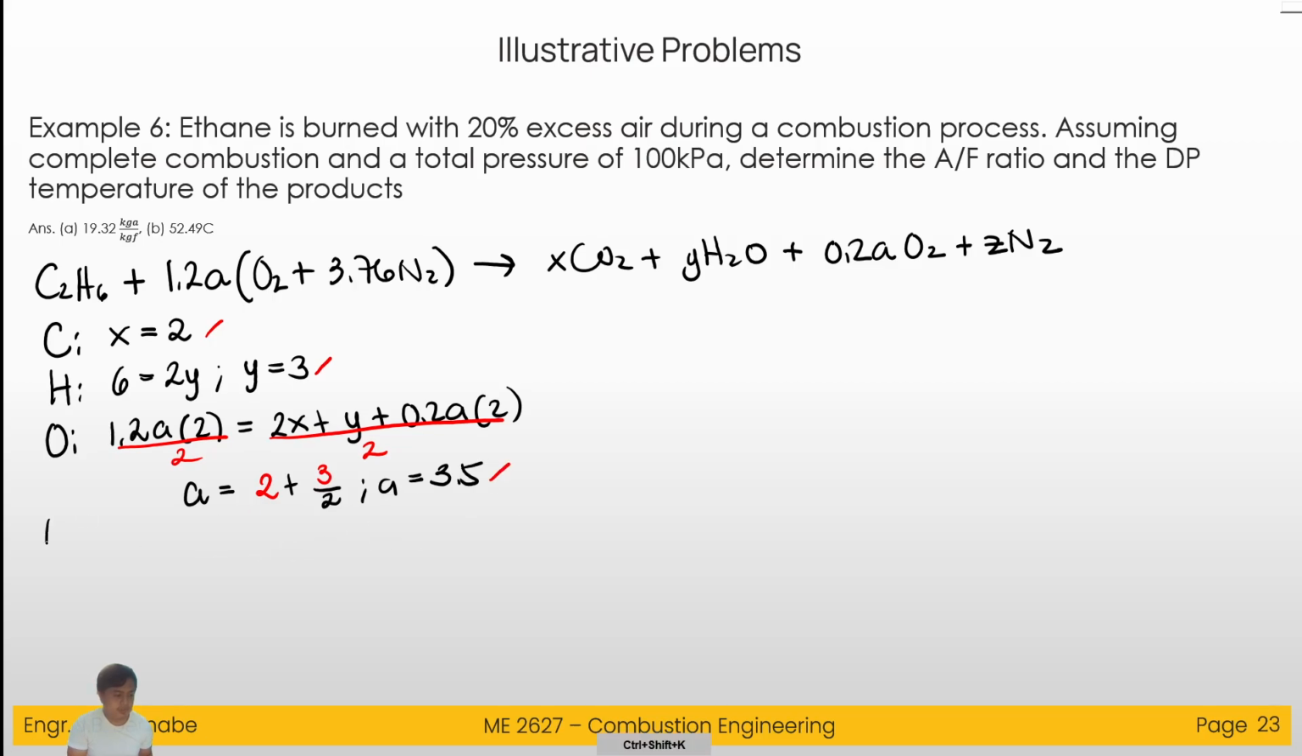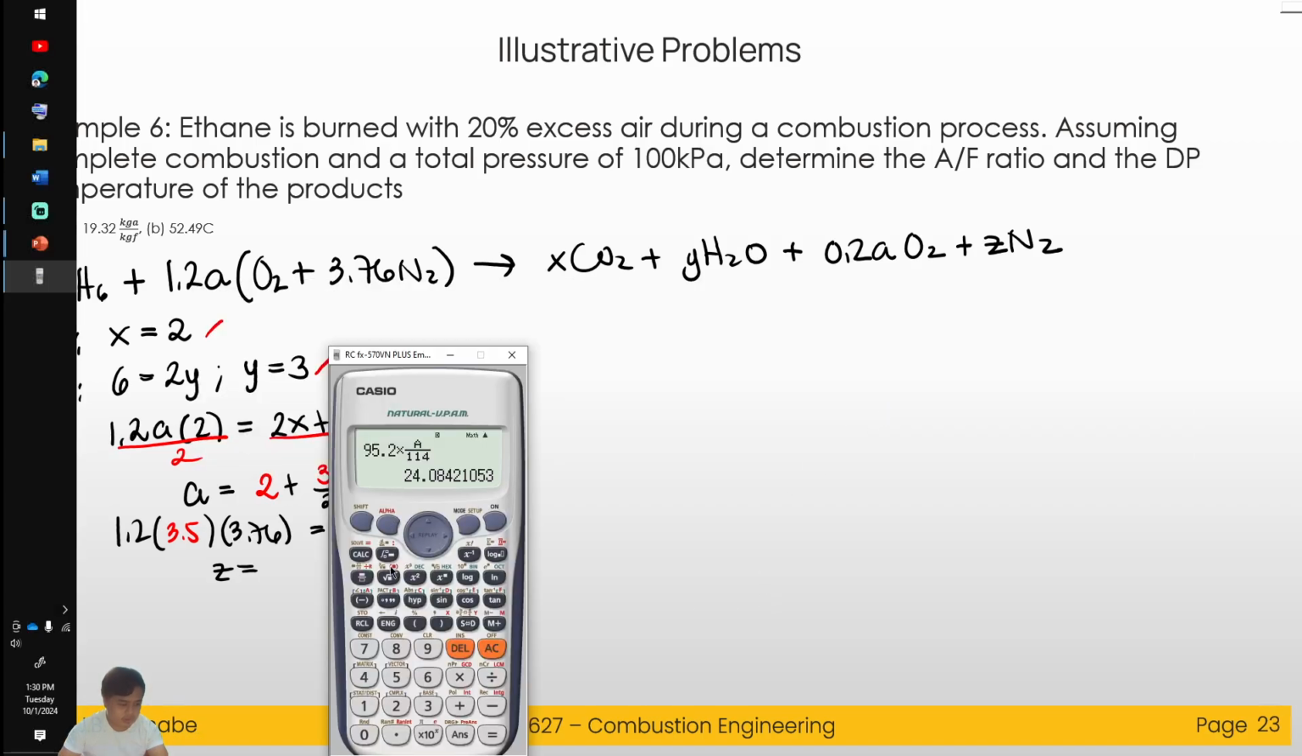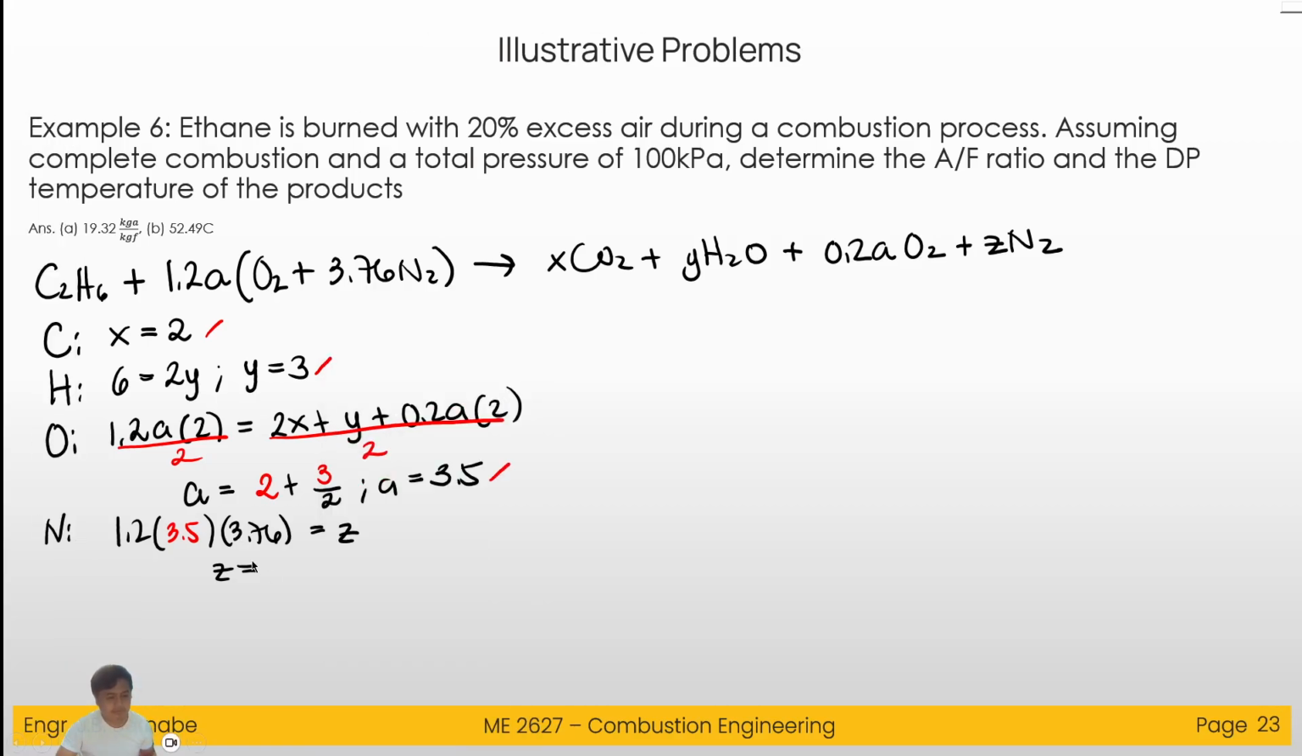So for the nitrogen, the fastest way to do this is actually just multiply 1.2A, which is 3.5, and then 3.76. Since both are N2, it will just cancel out, no? So the Z here is equal to, with the calculator, 1.2 times 3.5 times 3.76. So you have here 15.792.